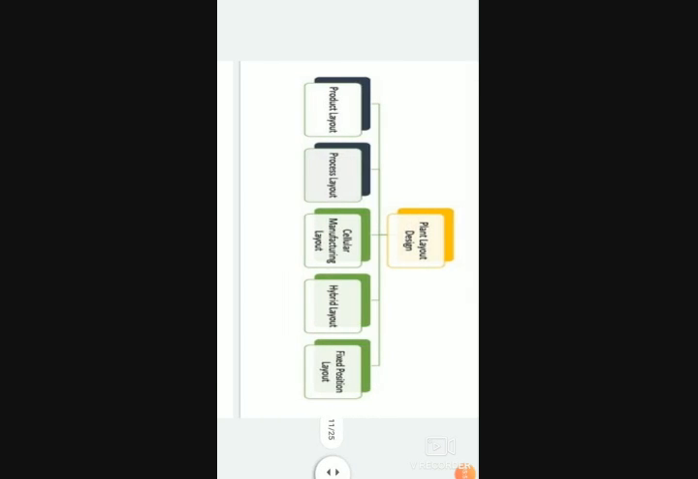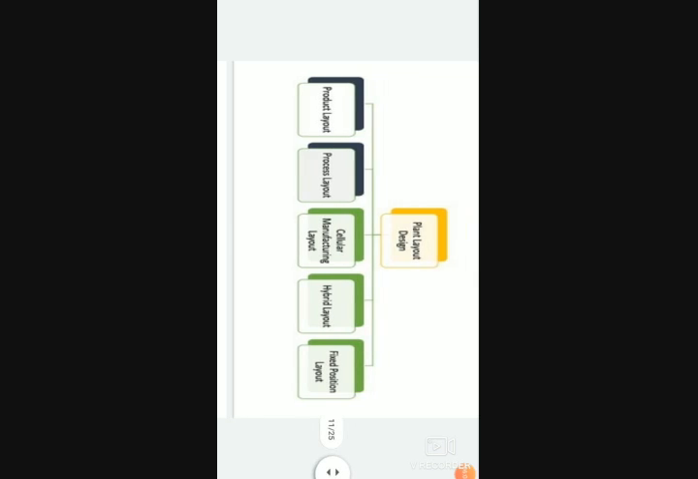Now there is a typical diagram of plant layout design. It comprises product layout, process layout, cellular manufacturing layout, hybrid layout, and fixed position layout. Generally, it is a typical one. It can vary from firm to firm.